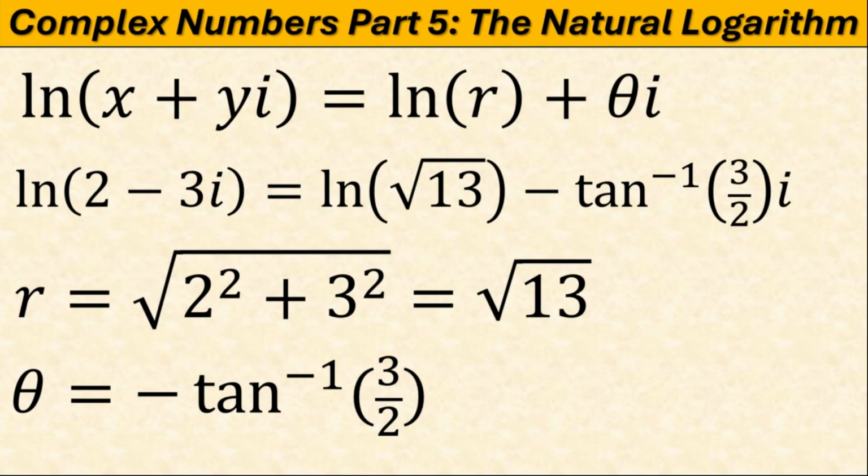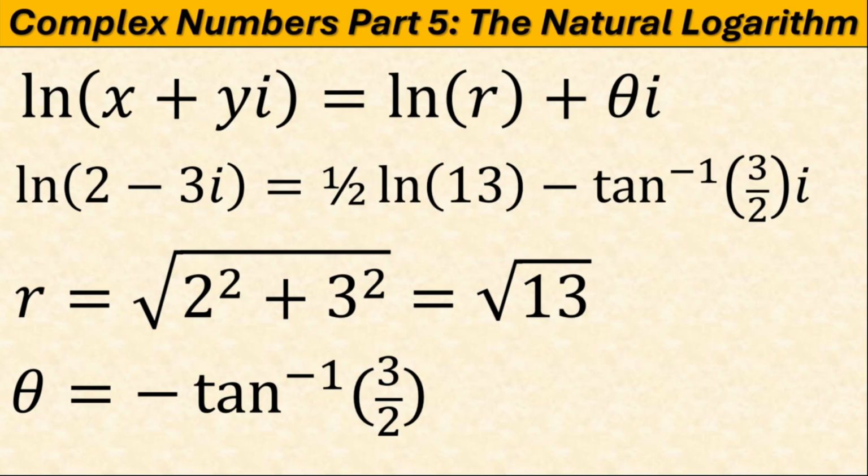Though recall another rule for natural logarithms that you might recall is a rule for logarithms in general, where we can take the square root out and represent it as multiplying the natural logarithm by a half. And so we have our final answer. The natural logarithm of 2 minus 3i is half of the natural logarithm of 13 minus the arctangent of 3 over 2i. Pretty interesting, right?